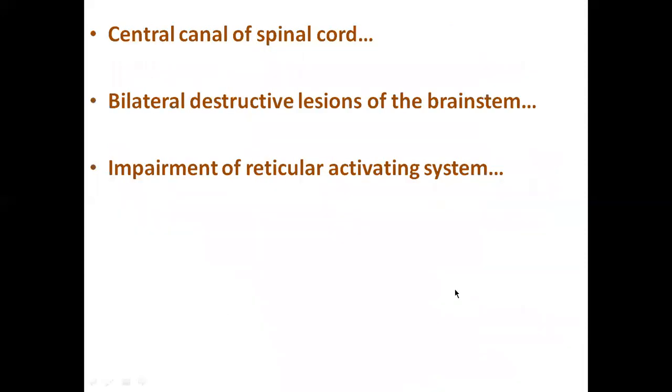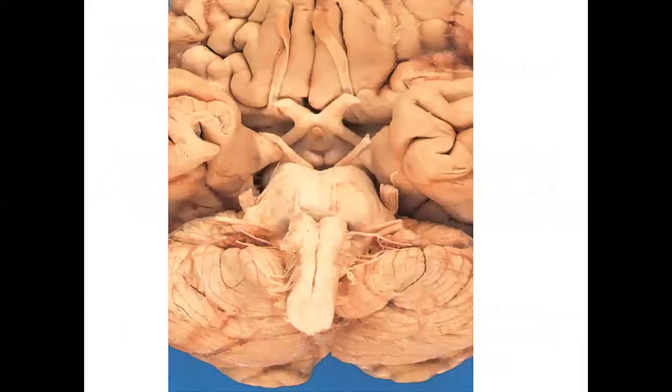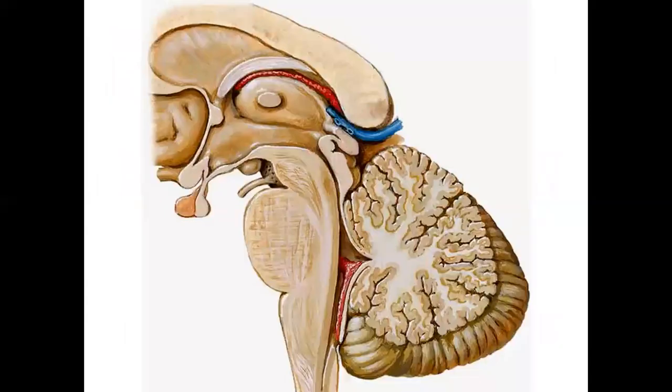Okay, now the central canal of the spinal cord also continues upward in the medulla, only in the lower part, but then upward it continues with the fourth ventricle. Let's see here. Now this is the spinal cord, and this is the central canal of the spinal cord, continuing upward only in the lower part of the medulla. Then it expands and continues in the fourth ventricle.